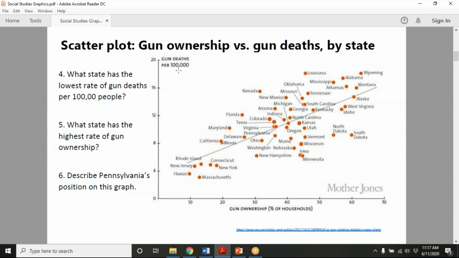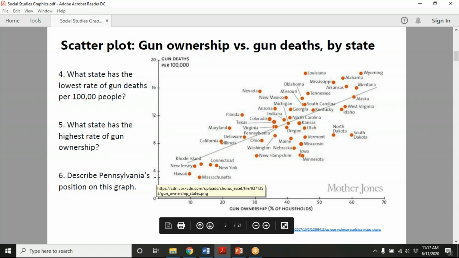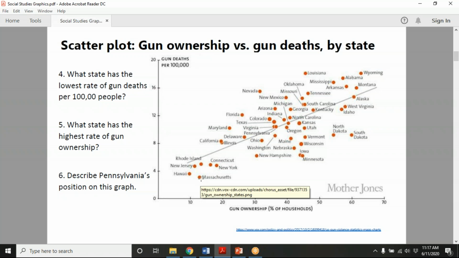So the question is, what state has the lowest rate of gun deaths? We're only looking at the vertical. So the lowest would be the lowest top to bottom. And Massachusetts, oh, is Massachusetts a little bit lower, right? It's a little bit lower than Hawaii.